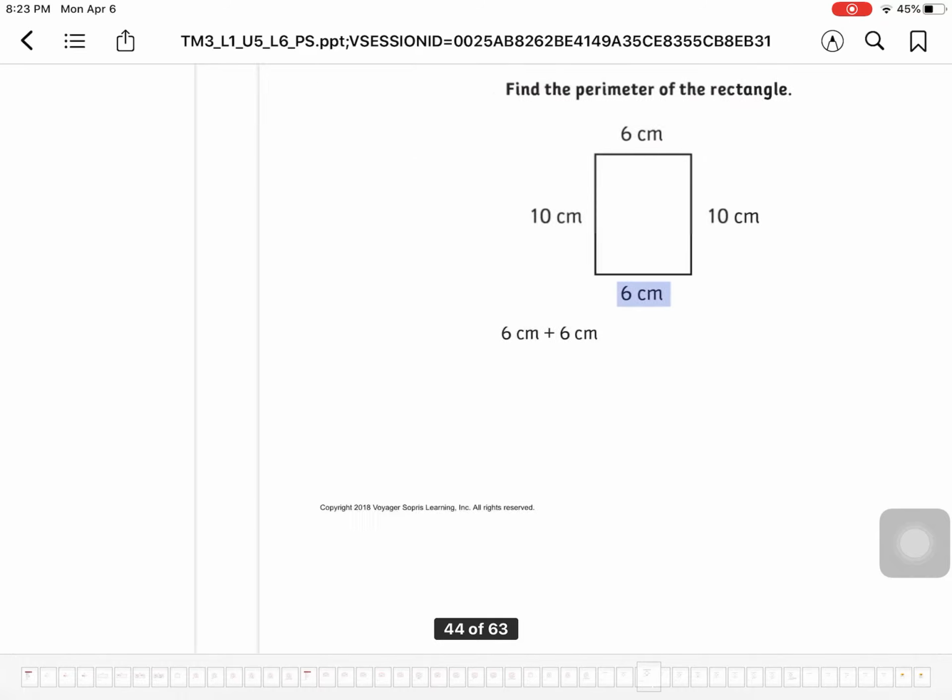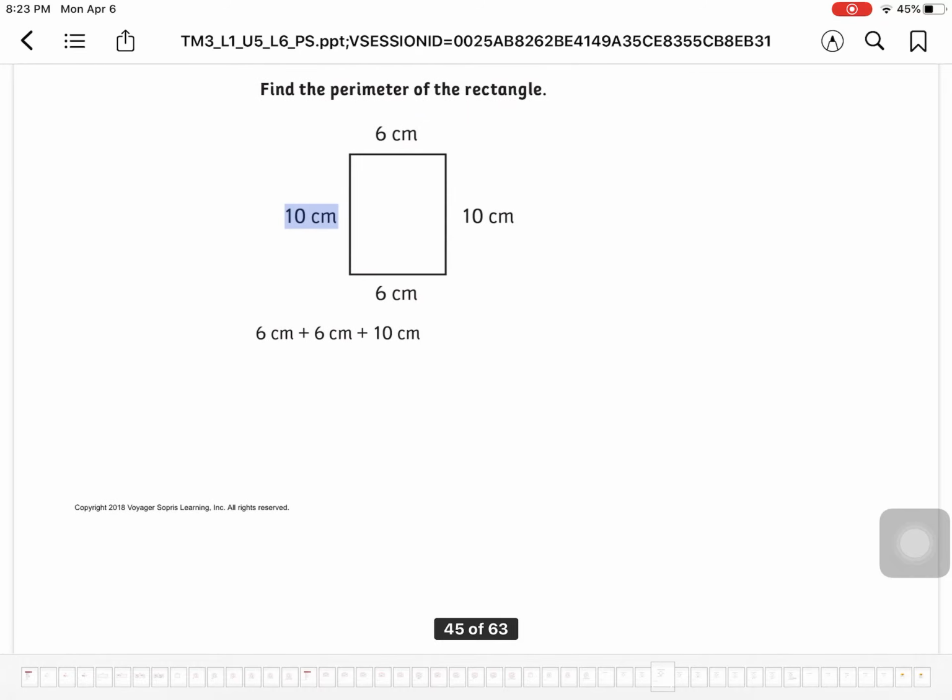So for this one, we're going to add 6 plus 6 plus 10 plus 10. So if I add all those together, I'm going to get 32 centimeters, okay? So the answer for the perimeter of this rectangle would be 32 centimeters, okay?